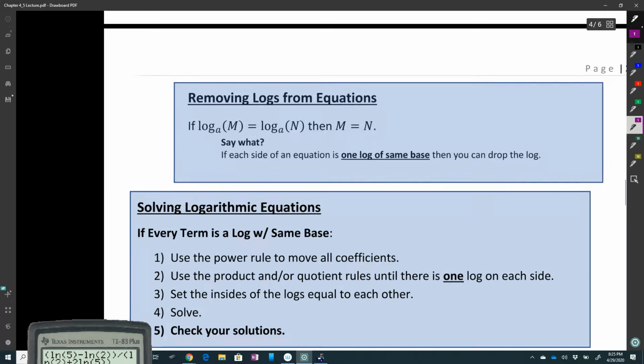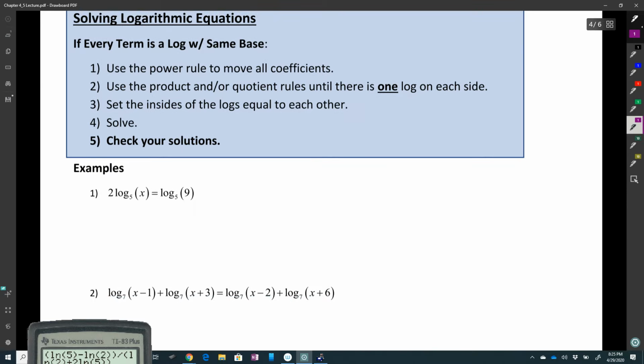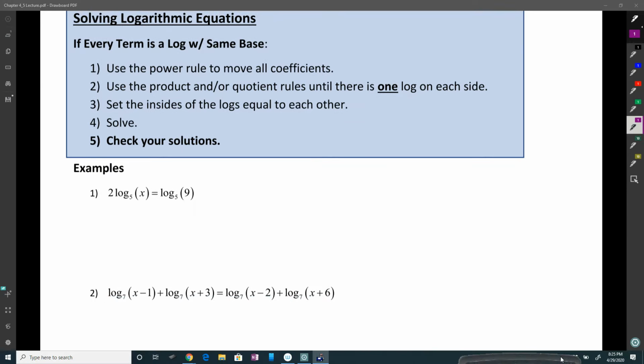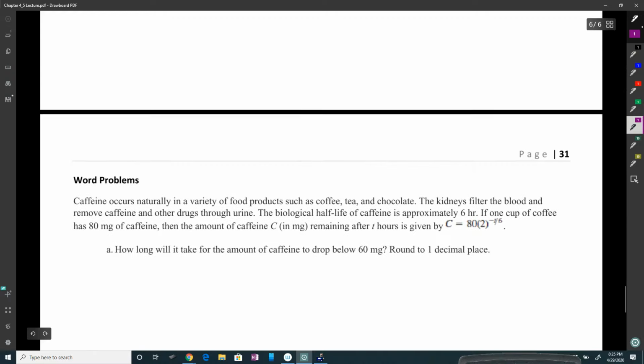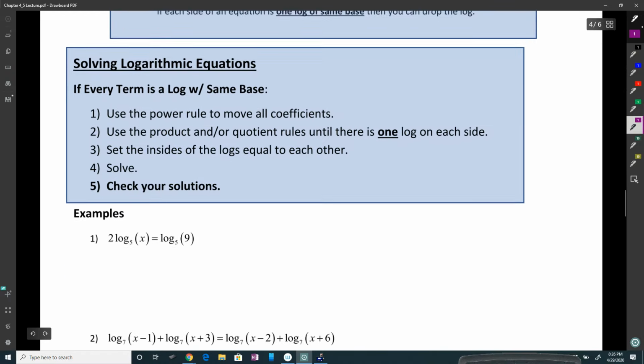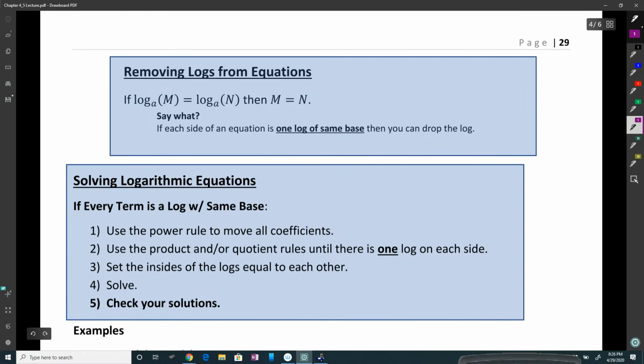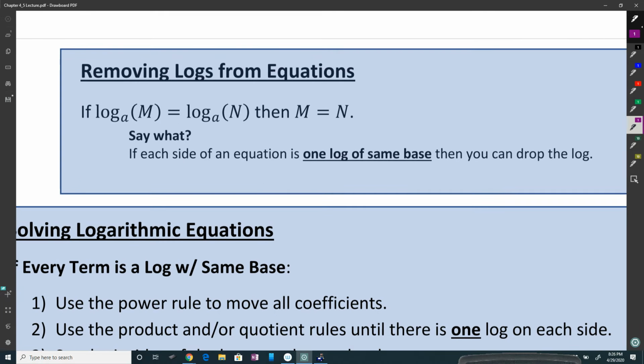But let's go on to solving some logs. So we're almost done. We're going to solve some logs, do some word problems, and that's it. So just like I can add logs to equations, it turns out if you have one log on each side, again, very basic.